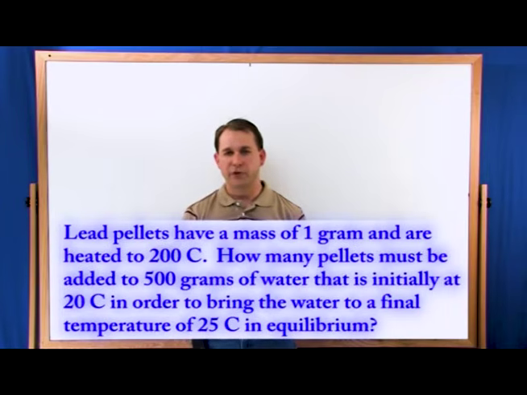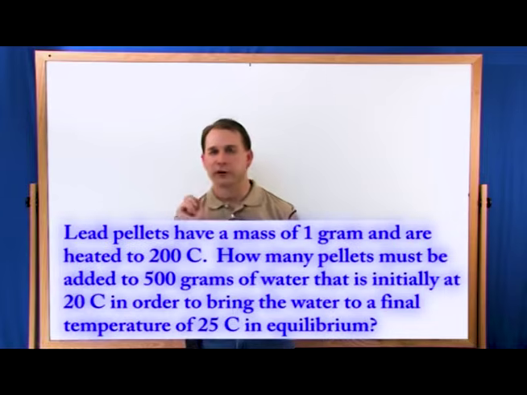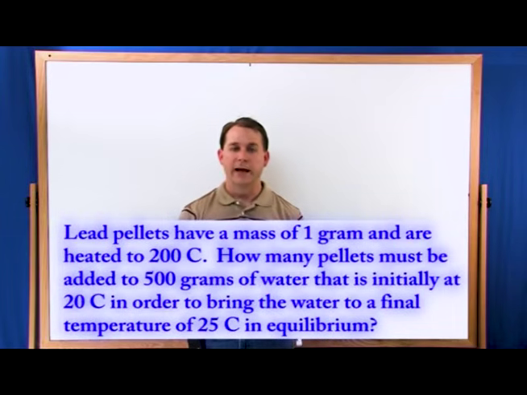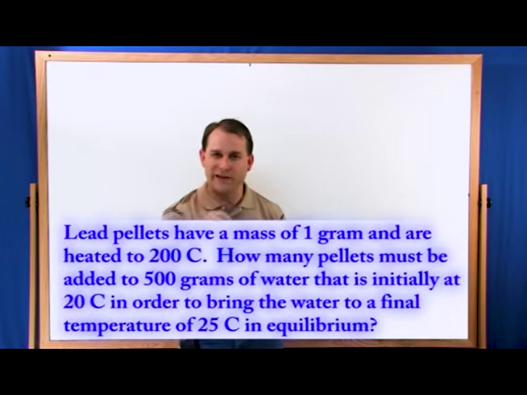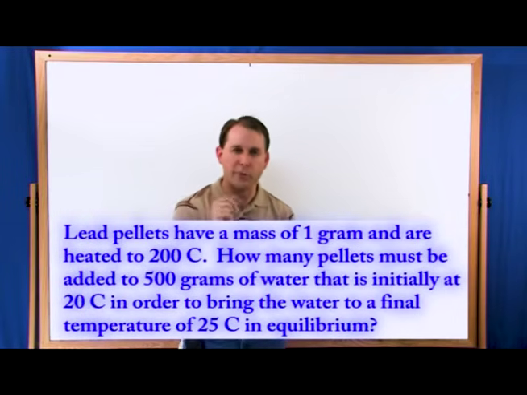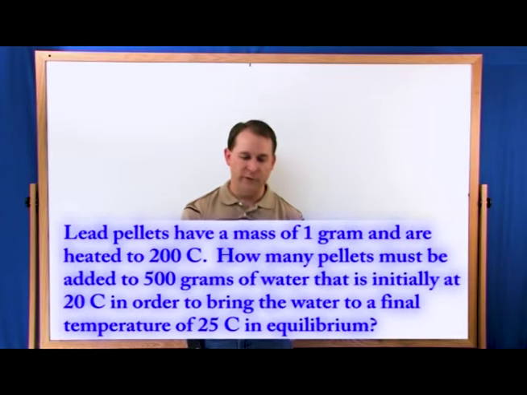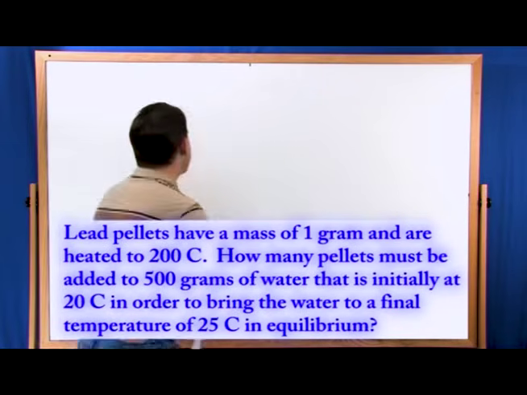So what you're going to find when you do this is that each pellet is delivering a certain amount of heat energy to the water. And we're going to assume that we're going to throw these pellets in super quickly, one after another. Let's call it instantaneous. And each pellet's going to deliver a certain amount of joules to that water. And what we want to do is calculate how many of those we have to add to raise the temperature of the water to 25 degrees Celsius.